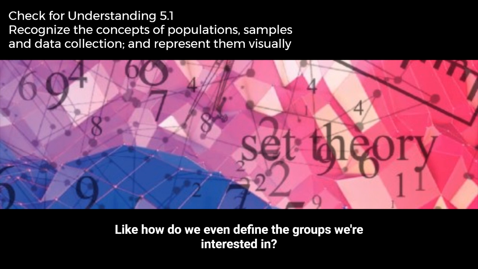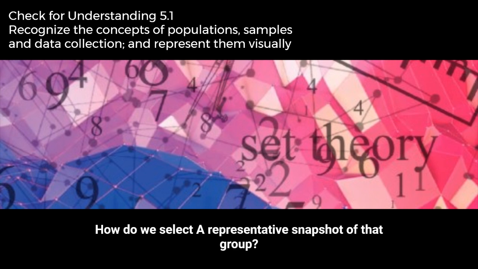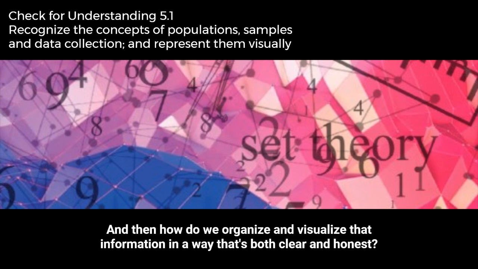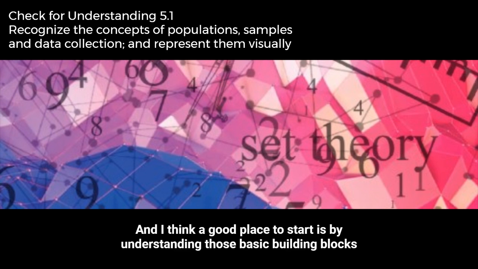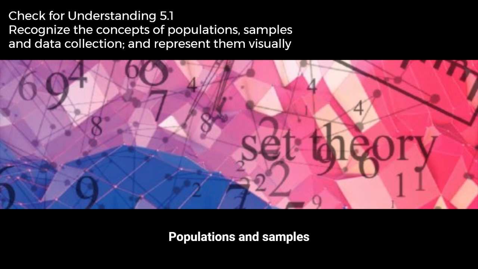Like, how do we even define the groups we're interested in? How do we select a representative snapshot of that group? And then how do we organize and visualize that information in a way that's both clear and honest? A good place to start is by understanding those basic building blocks, populations and samples.